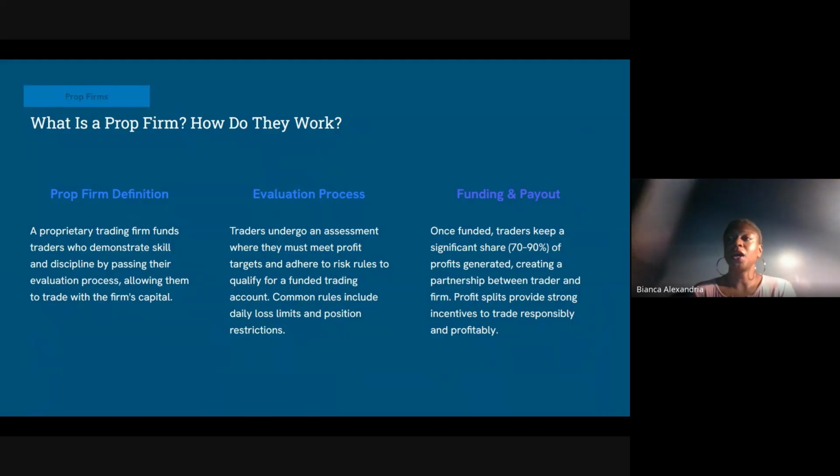Okay, cool. And this gives more of a breakdown of what prop firms are. You demonstrate skill and discipline by passing the evaluation process, and then you're allowed to use that capital. As I stated before, there's an evaluation process. Once you pass that challenge or whatever the process is, you become funded and then you have access to payouts. With those payouts, of course, because there's a partnership and you're utilizing their capital, they will take a percentage. Different prop firms have different profit shares, but we have the opportunity to make money, and of course, they're going to make money as well.